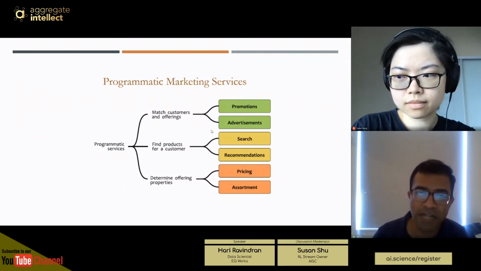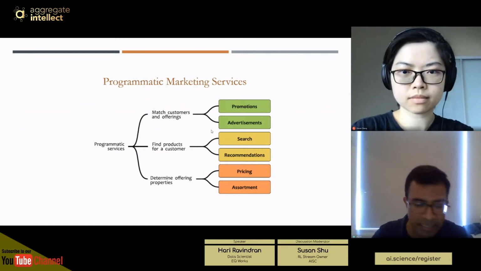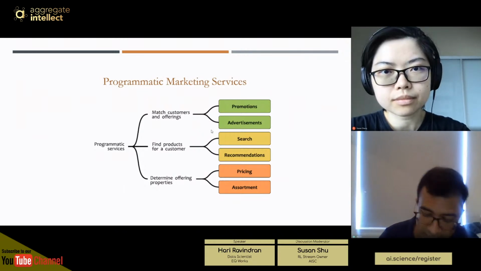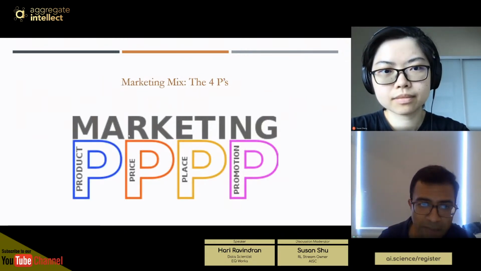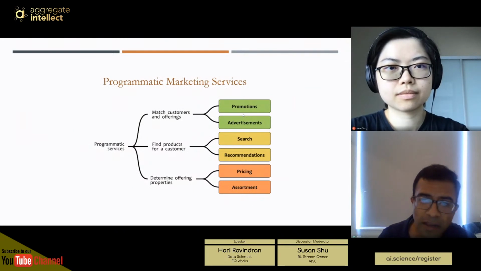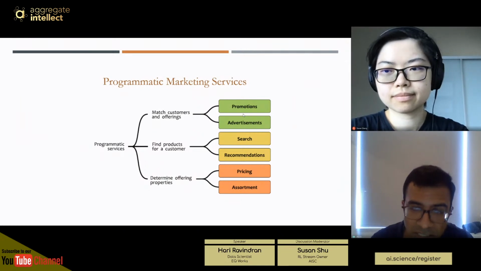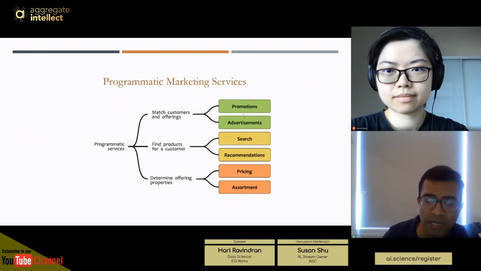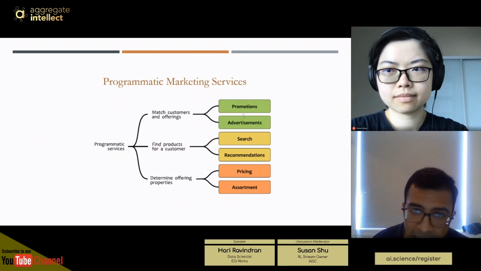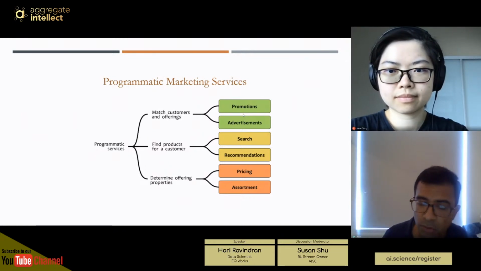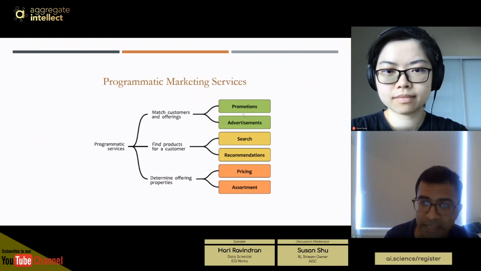This subfield of matching customers and offerings addresses the domain of price and promotion. So if we go back to the previous slide, we have price and we have promotions, and this subfield deals with those 2 concepts. The next subfield deals with product discovery. Here you want to surface the right kind of products to your customers. This is done mainly through search and recommendations.